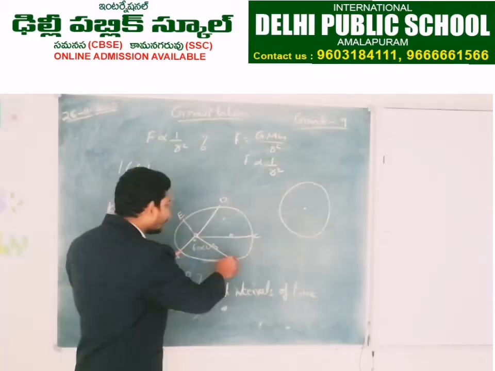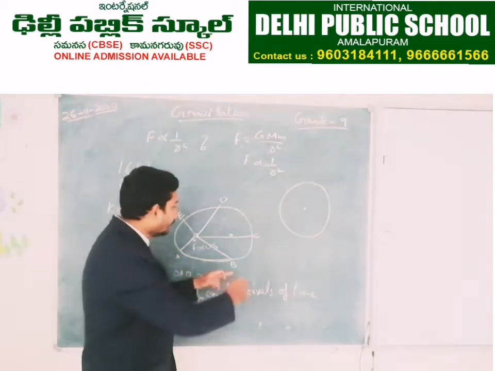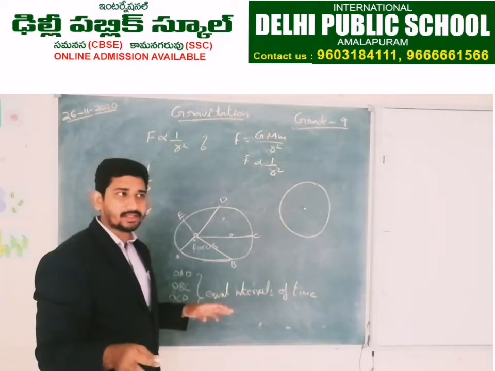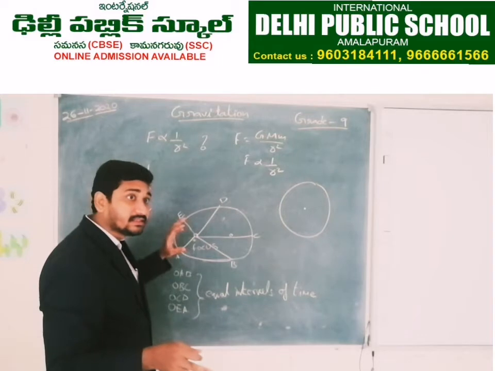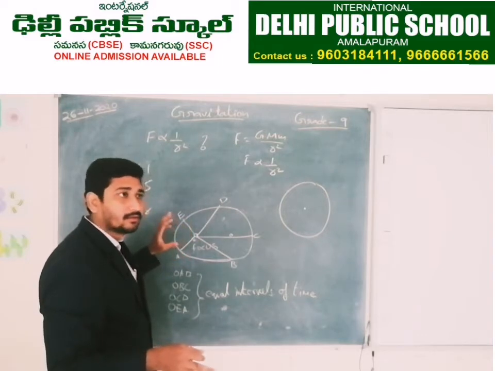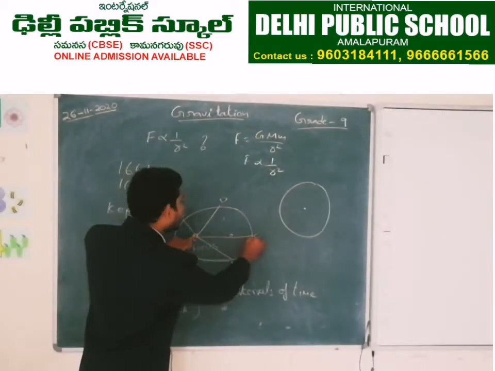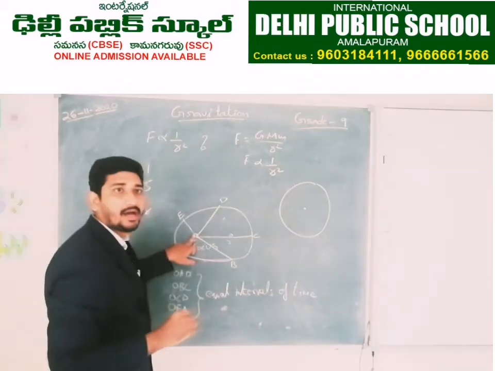That means from here to here, how much time it has taken, and here to here, the same time it will take. From here to here, the same time it will take. Do you understand? This is the second statement. And the third statement is, see, from here to here, it is r.